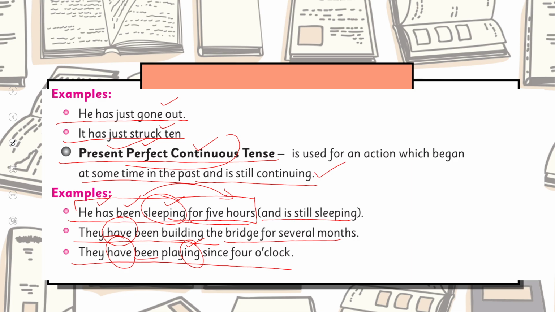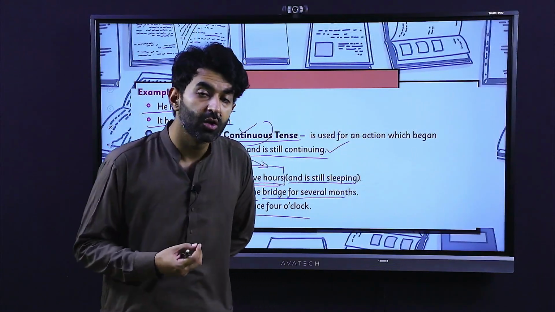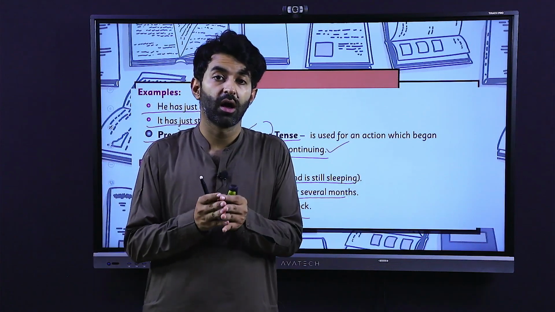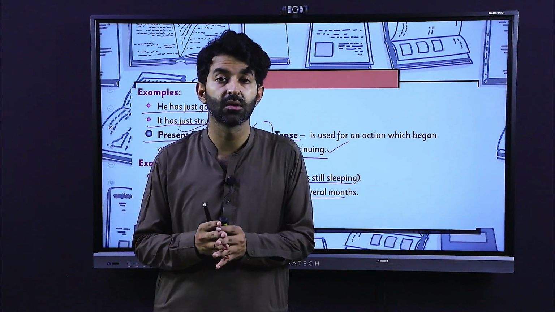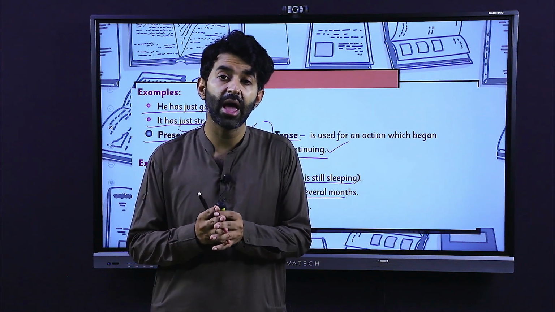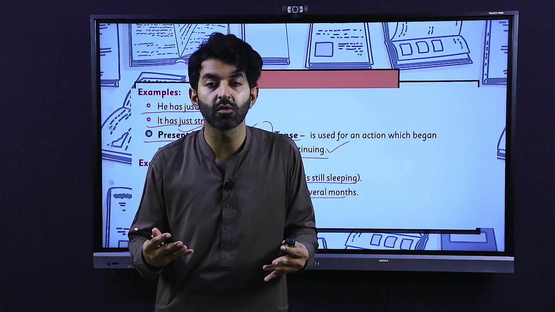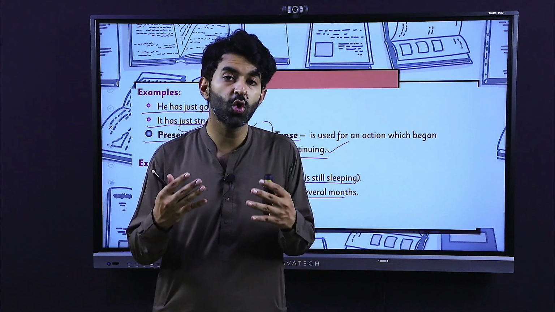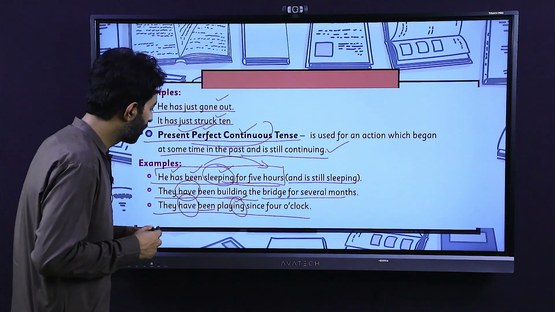You have to use the helping verbs in the present form, and you're going to use the ing form with the verb to show that this action is in the process, it is continuing, and you also have to show that the action is completed using the past form of the verb to show that the action is in the perfect form.